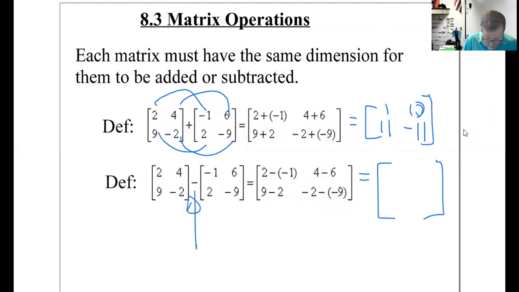So 2 minus -1 is 3. 4 minus 6 is -2. 9 minus 2 is 7. And -2 minus 9 is going to be 9 minus 2, and that's 7. Fairly straightforward stuff.